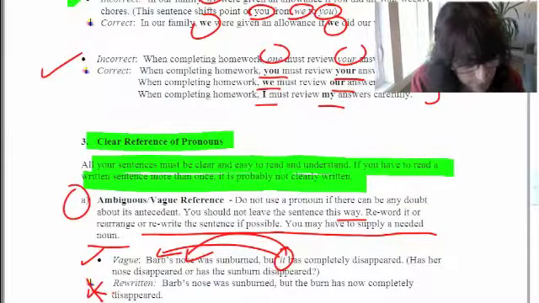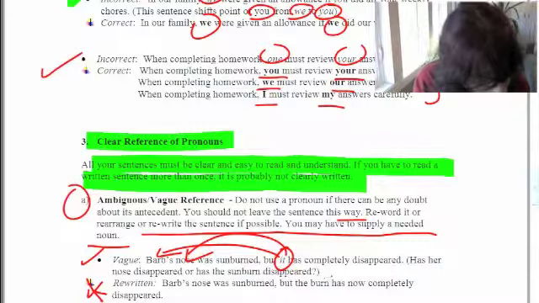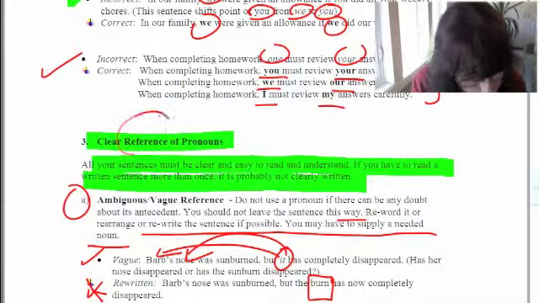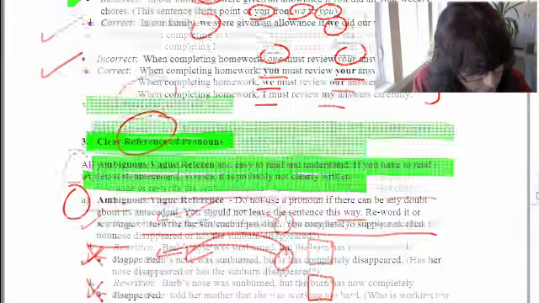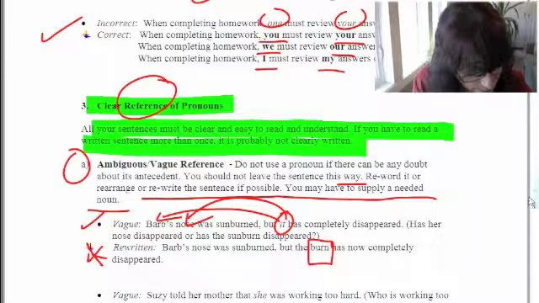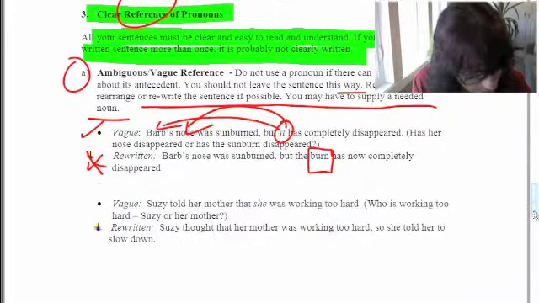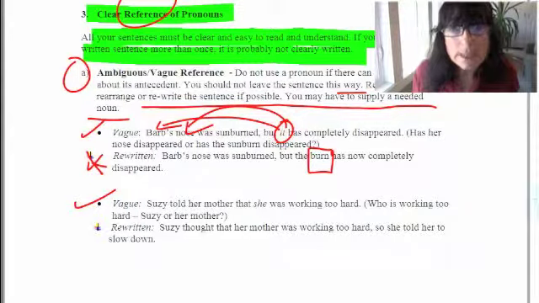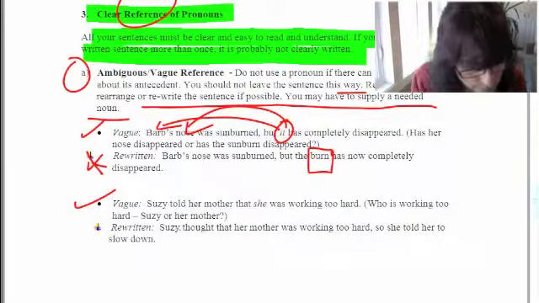So I rewrote it, and what you would say to make it clear is Barb's nose was sunburned, but the burn has now completely disappeared. All right, so I rewrote a noun here instead of it because it wasn't clear. So sometimes you have to change your reference and not use a pronoun if it isn't clear to understand. Here's another example. This one's vague. Vague means it's wide, it's unclear, it's not pinpointing clearly what you're saying.